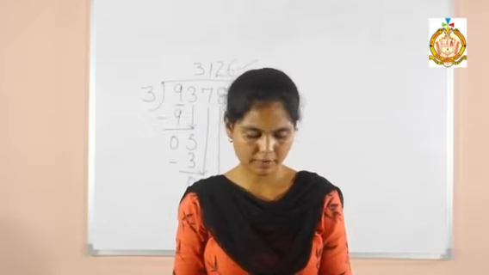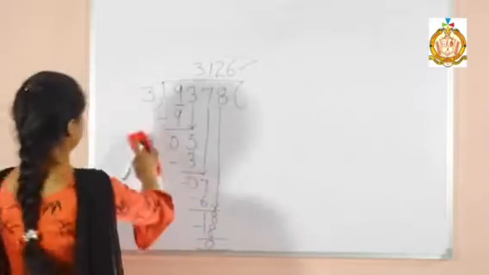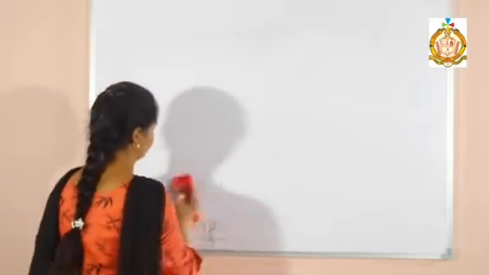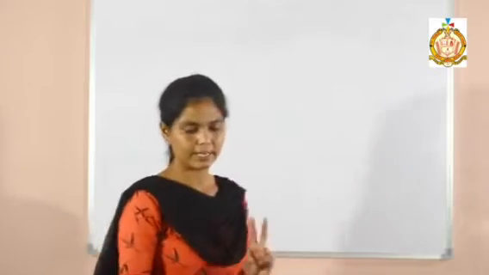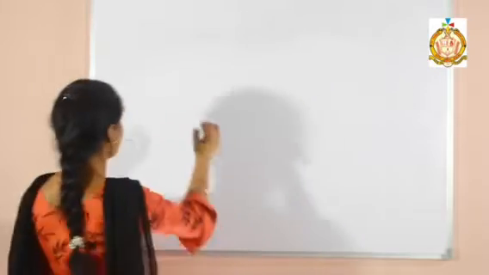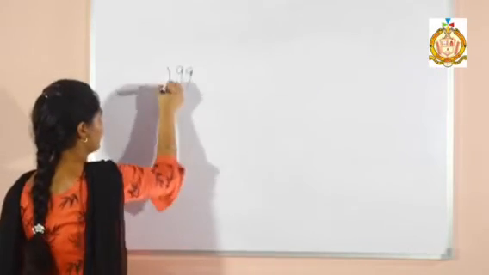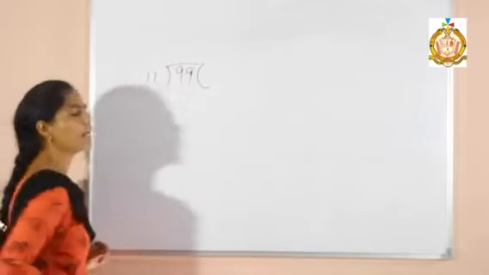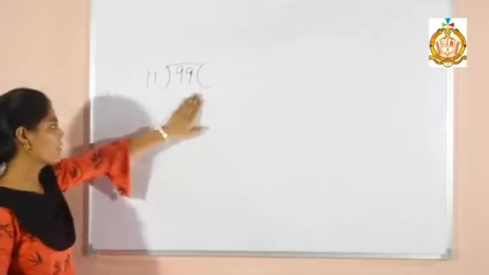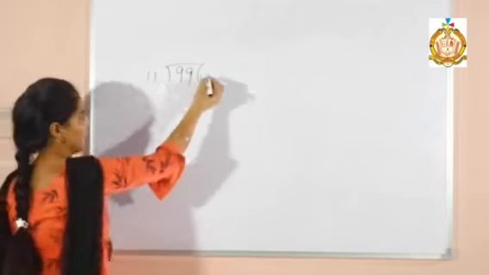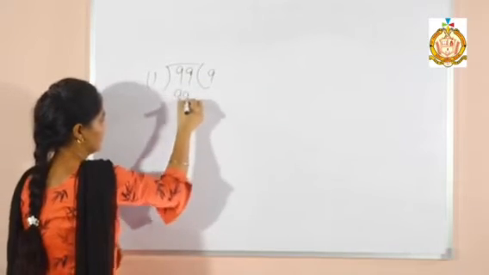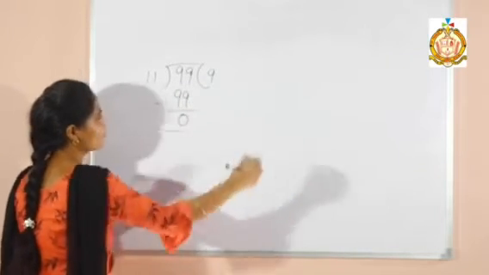Now in our next exercise, divide with 2-digit divisors. The first question is 99 divided by 11. This is your divisor and this is your dividend. Count down the table of 11. 11 nines are 99. Now subtract it. It becomes 0.